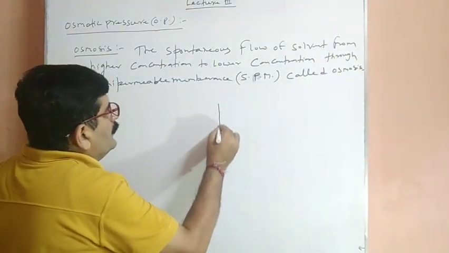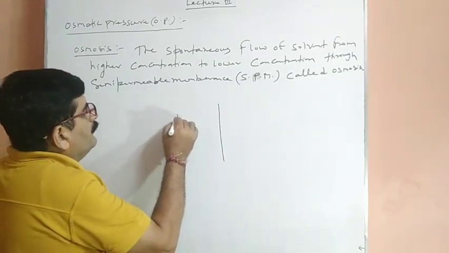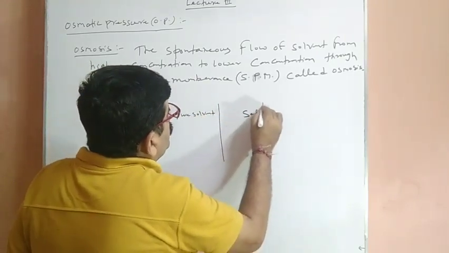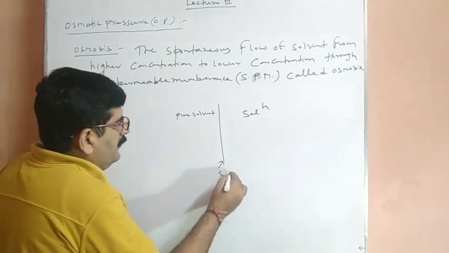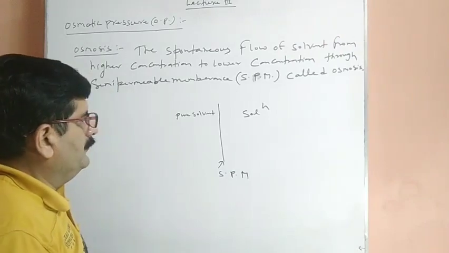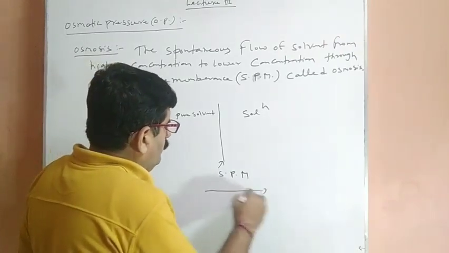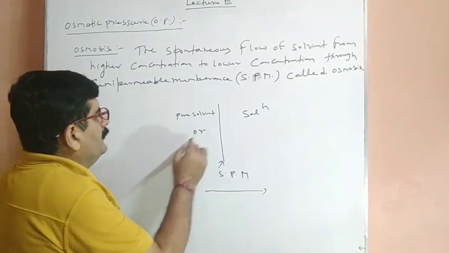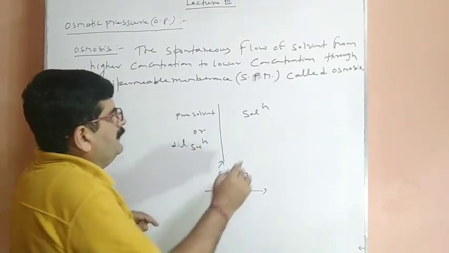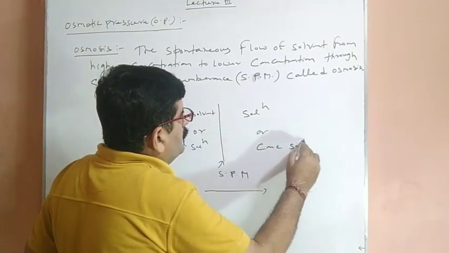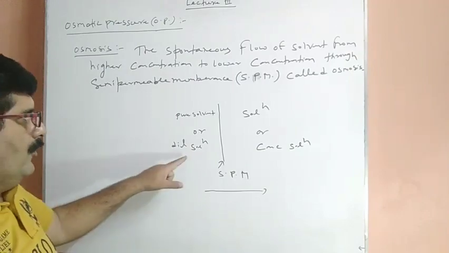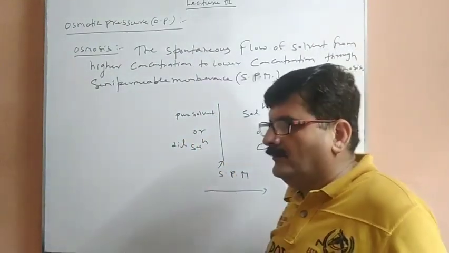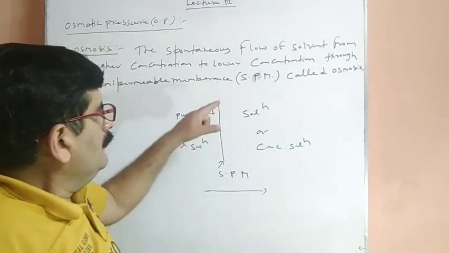Suppose if we take one side pure solvent and the other side we take solution and separate through SPM, semi-permeable membranes, then automatically the flow of solvent occurs from pure solvent to solution side. You can also take a left side dilute solution and right side concentrated solution. So you can say that the flow of solvent from dilute solution into concentrated solution through SPM, this process is called what? Osmosis.